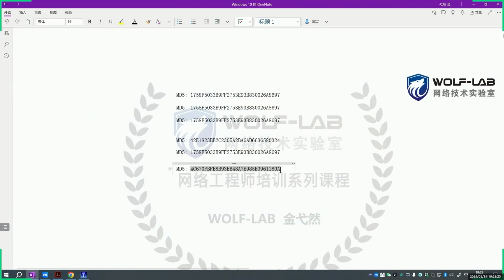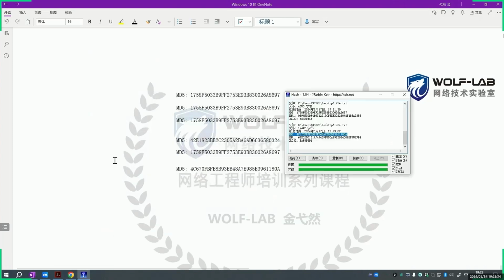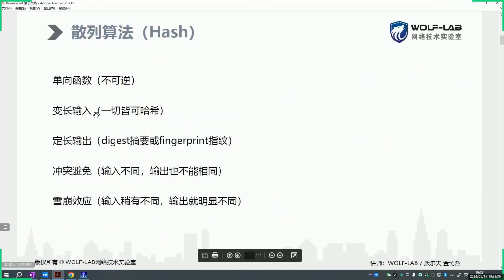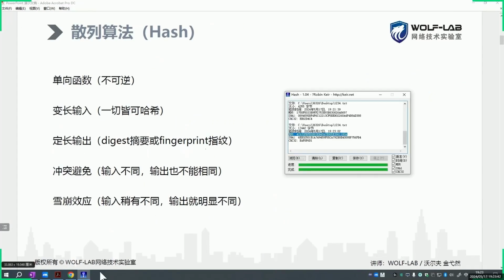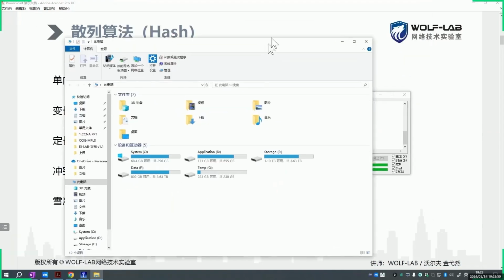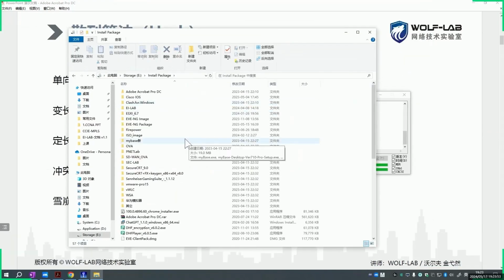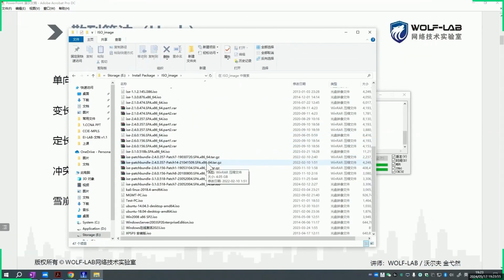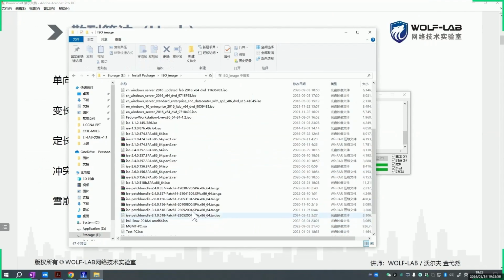Regardless of the length of your input, no matter how long it is, the resulting output is always fixed in length. Even if we do this, how do we handle it? I'll open a large file. This one should be big enough, right? This file is huge, a gigabyte file. It's a Cisco server's ISE installation image. I'll throw it in here. It might calculate a bit slower because it's so large.